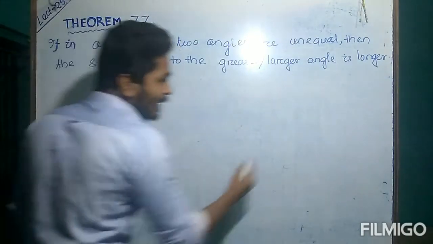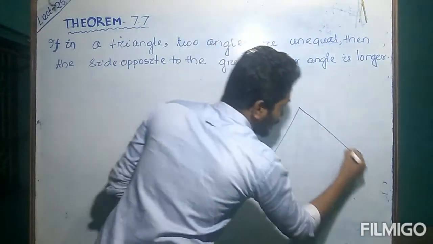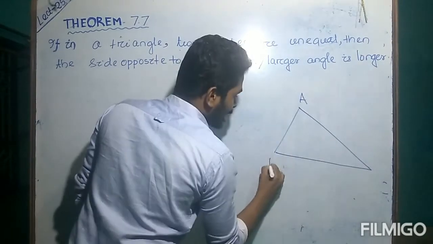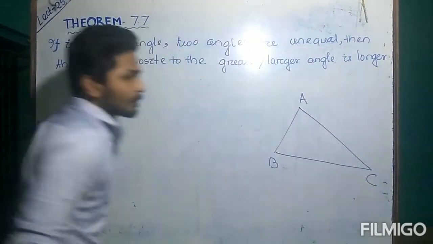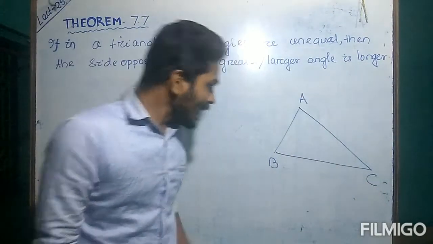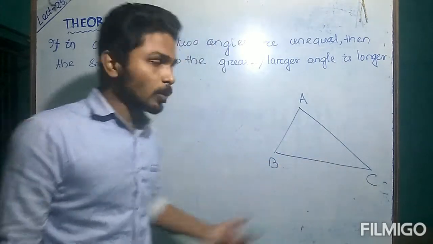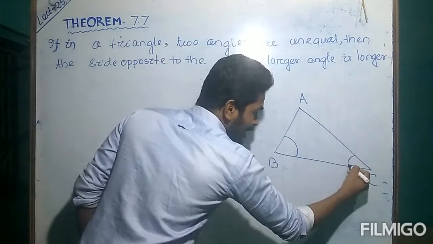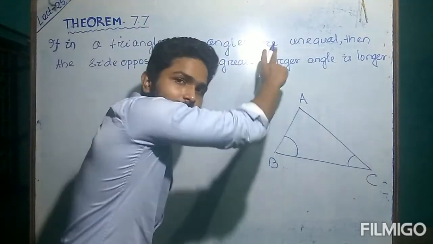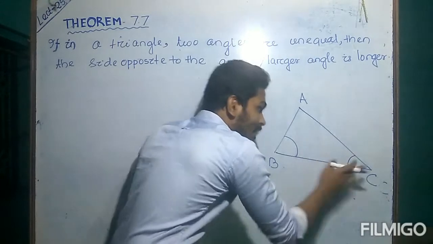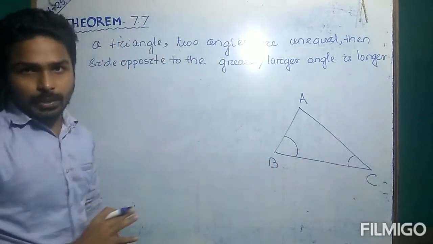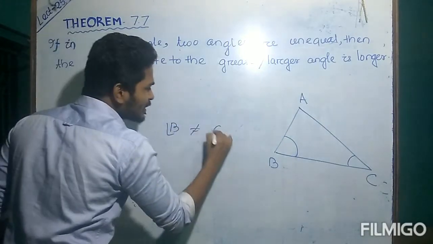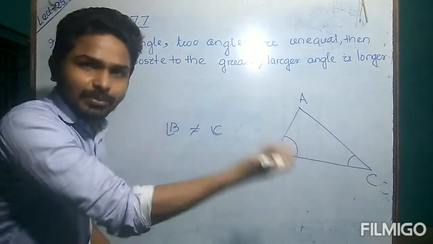So let us first draw a triangle. Let's say this is triangle ABC. Now we have to find any two angles which are of unequal measure. Suppose we have taken this angle and this angle. According to the statement, these two angles are of unequal value. That means B is not equal to C, because they are different.